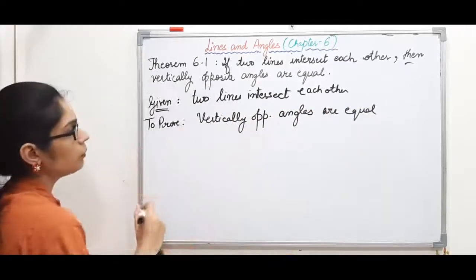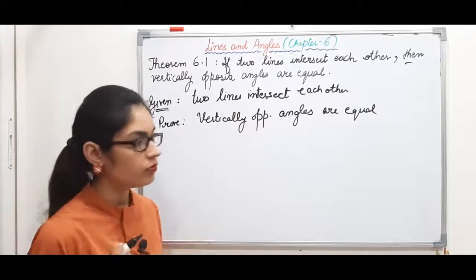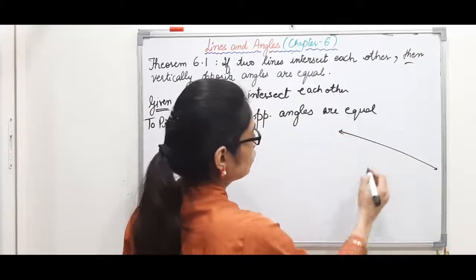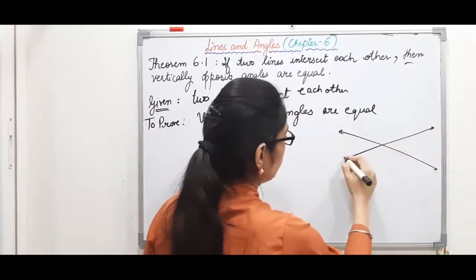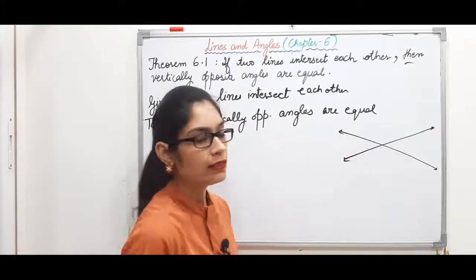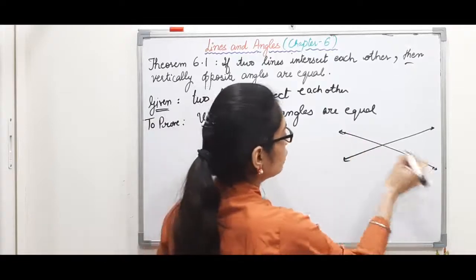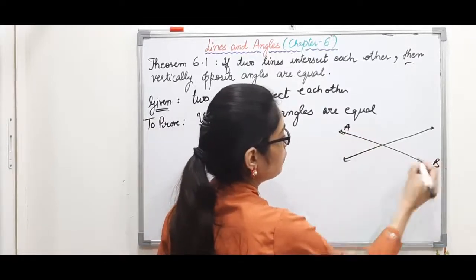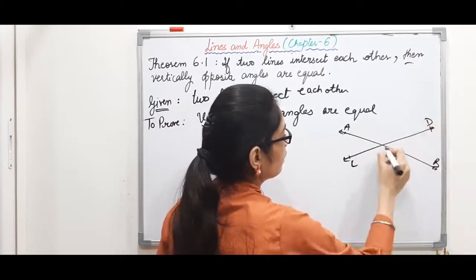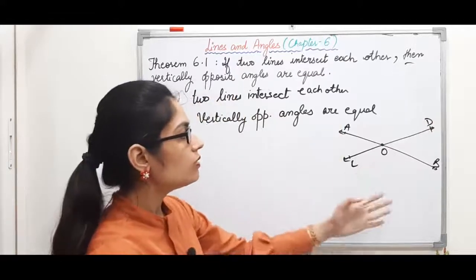Now let's start with the proof. Sometimes the figure is not there, so we have to draw the figure from our side. So two lines we can draw. I have explained this before: lines are represented in this way, with two arrows, one on both sides. So these are two lines. Let's name these two lines AB and CD, and the point of intersection, let's name it O.